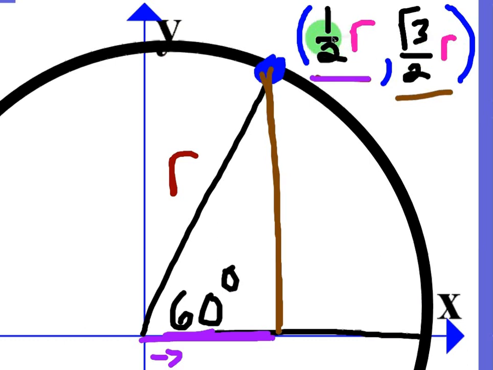So for example, 1/2 radian would be basically you would have to go half the length of the radius to go this horizontal distance. And then again, square root of 3 over 2 is about 0.85. So you'd have to go about 85% of the radius of this circle to go to the height of this point. So there you go. There's your point at 60 degrees.